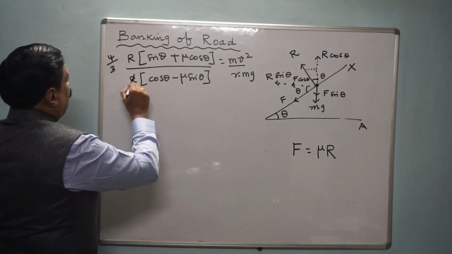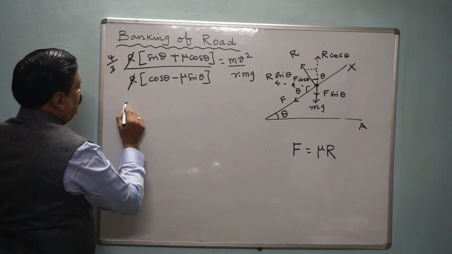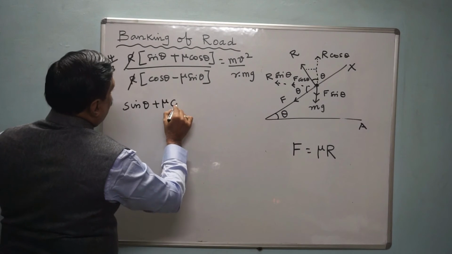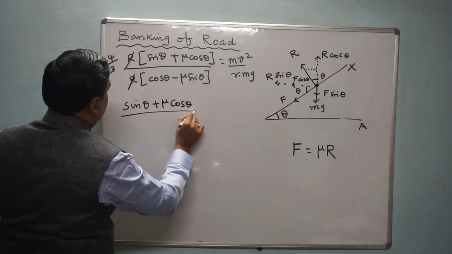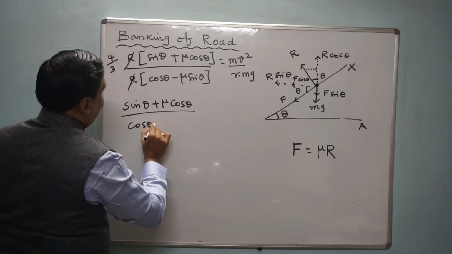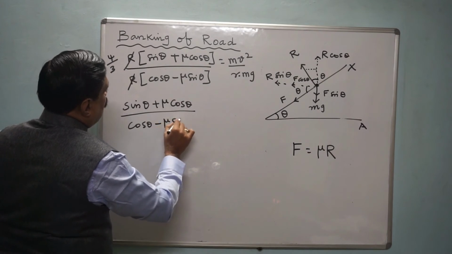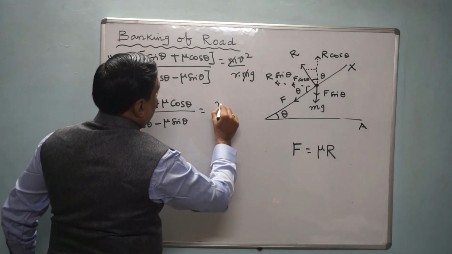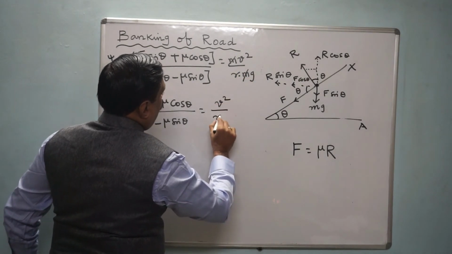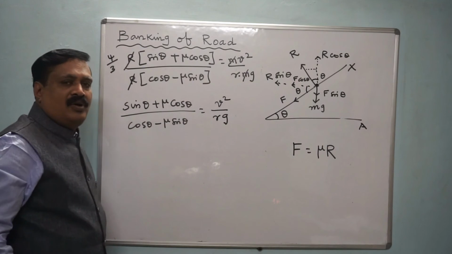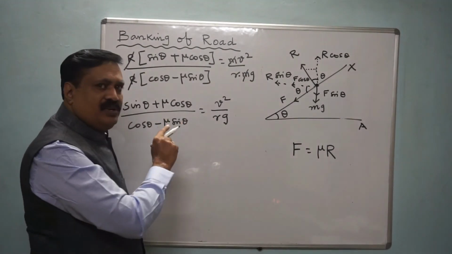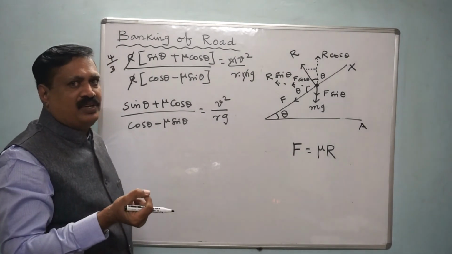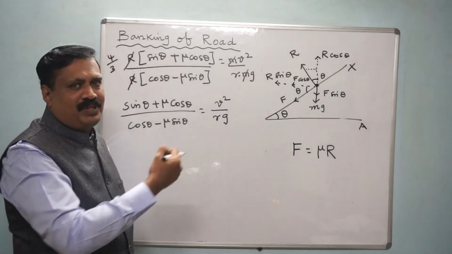Now this r will get cancelled, and you are having sin theta plus mu cos theta divided by cos theta minus mu sin theta, which is equal to, mass get cancelled, you are getting v squared by rg. Okay, but this is the equation. This is enough. But usually we will write in the form of tan equation. Therefore, after this, again simple mathematics only.